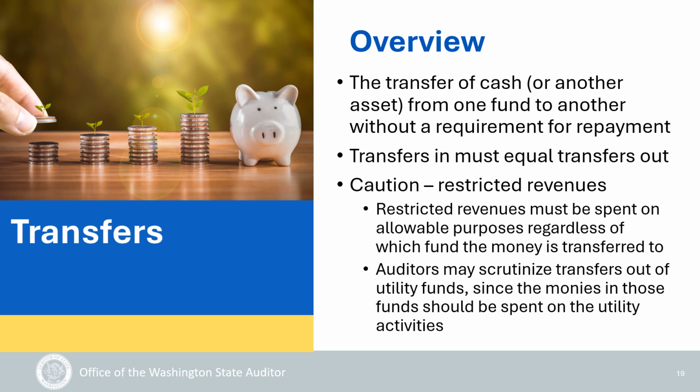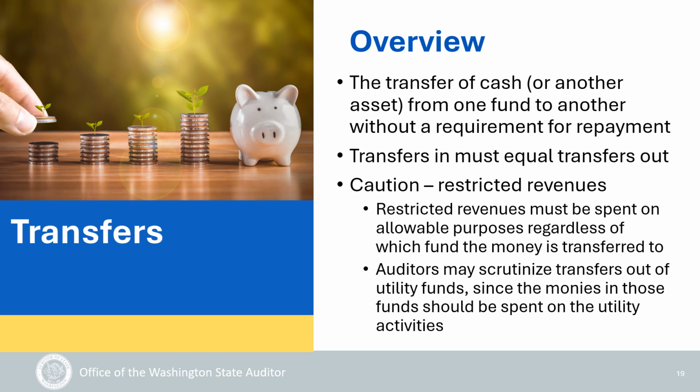The funds are not exchanging equal value. One fund gives something up without receiving a benefit or getting anything in return. Transfers in must always equal transfers out between the funds. If you have a transfer into one fund, that means another fund gave them money and it needs to report as a transfer out. Remember, we are talking about interfund transactions. So resources received or paid to another government would never be a transfer in or out.